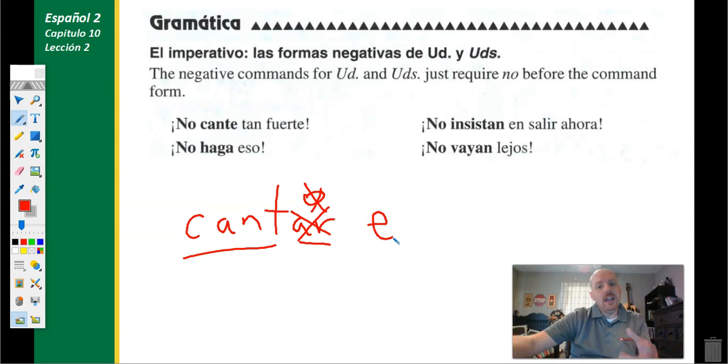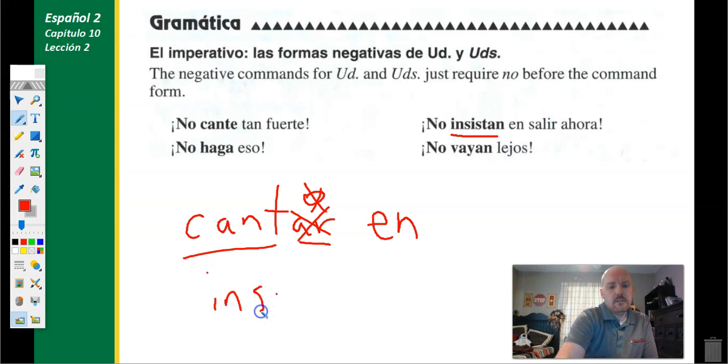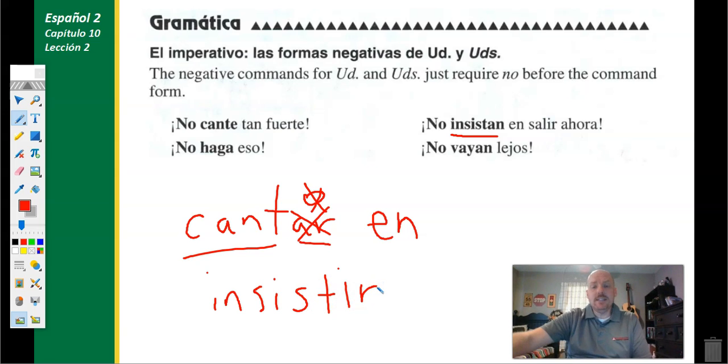Don't sing so loud. If we wanted to make it the ustedes form, we would just add that in to make it plural. No canten tan fuerte. You all don't sing so loud. It works the same way for insistan. The verb is insistir. And so we follow that same format. Insisto, then we drop the O, insist, then we use the opposite ending from IR, which would be A, insista, or no insista, no insistan. No insistan en salir ahora. Don't insist on leaving right now.